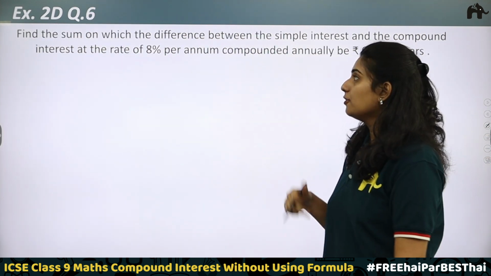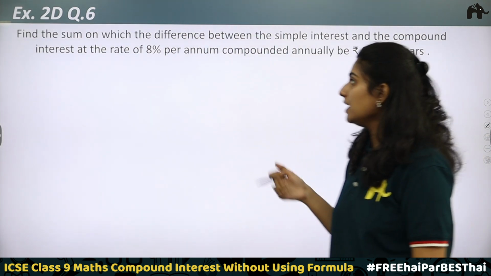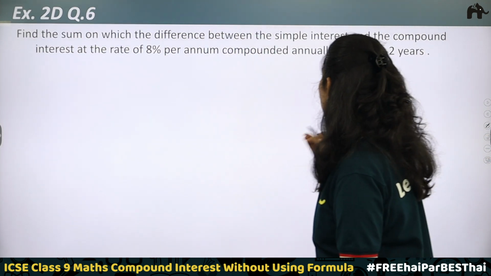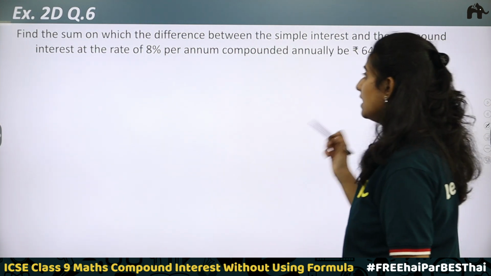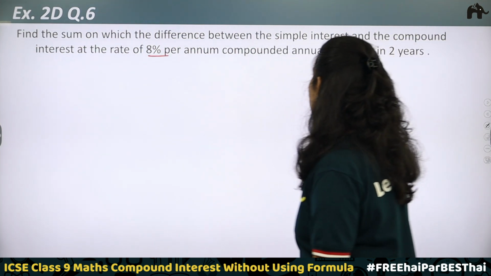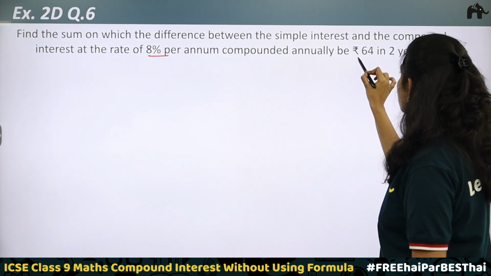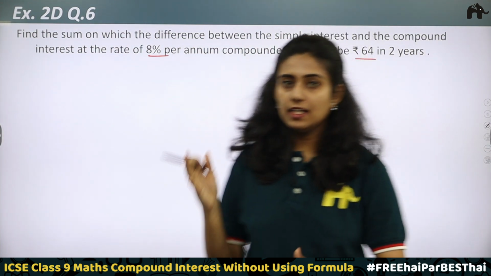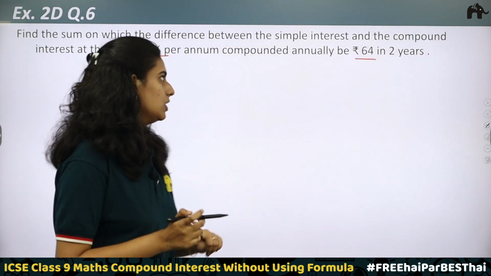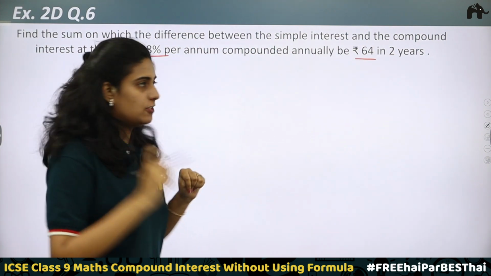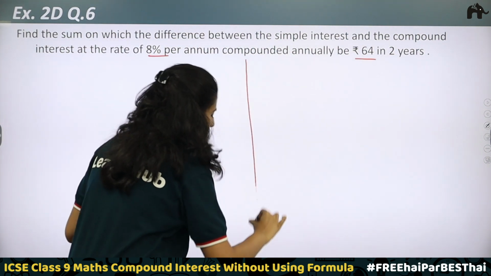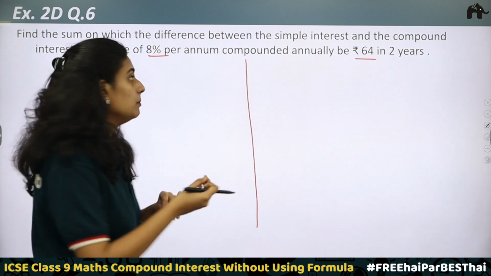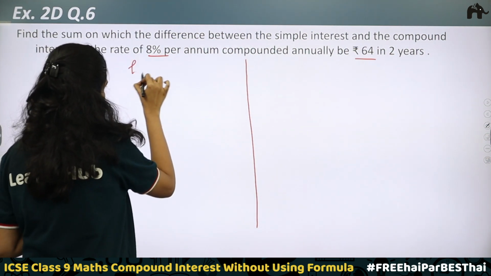Clear? Problem number 4, question 6 of exercise 2D. Find the sum on which the difference between the simple interest and the compound interest at the rate of 8% per annum compounded annually be rupees 64 in 2 years. So, separately we have to find the simple interest and compound interest. We have to find the sum first. To find the sum, when sum is not given, we will be taking, let the sum be rupees X.